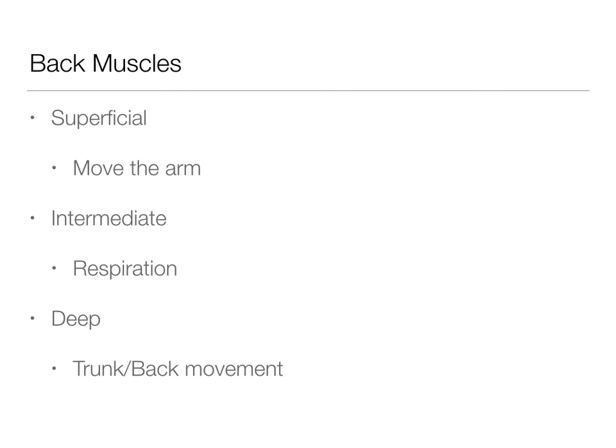Superficial muscles aid in the movement of the arms. Intermediate muscles aid the muscles of respiration or breathing. And finally, deep muscles are those that move or rotate the trunk and the back.